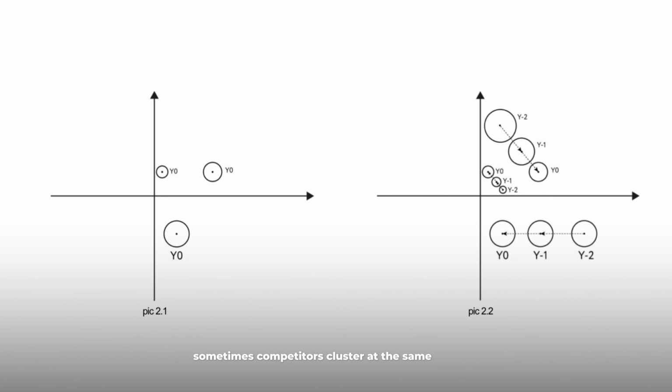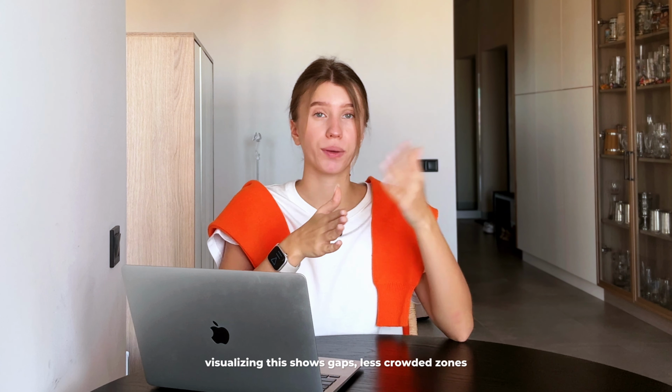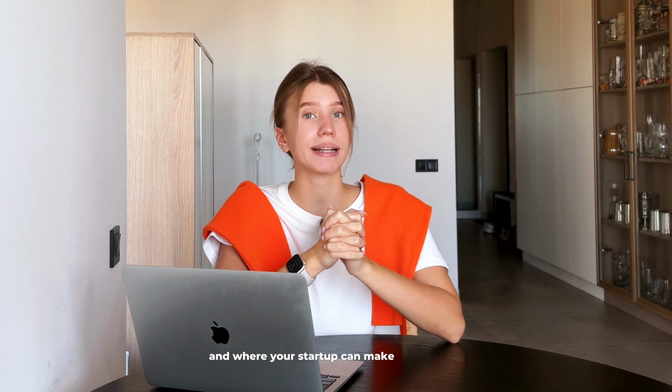Sometimes competitors cluster at the same vertical level, same quality and same value, but differ sideways in niche, pricing, or features. That's a crowded market. Competing here head-to-head is tough, but differentiation means moving up or creating a new dimension. Other times, competitors spread across multiple tiers: budget, mid-market, premium, luxury. Some rise, some plateau. Visualizing this shows gaps, less crowded zones, and where your startup can make the biggest impact.